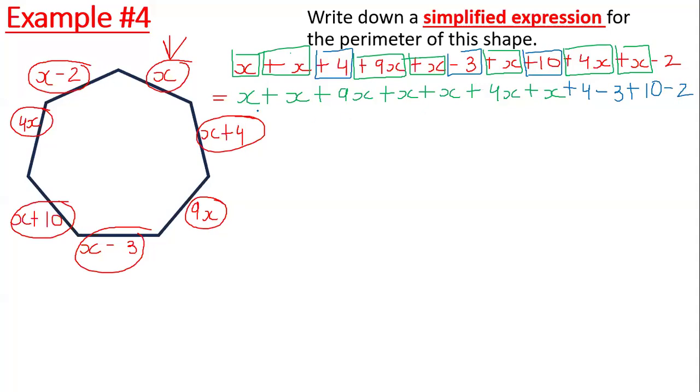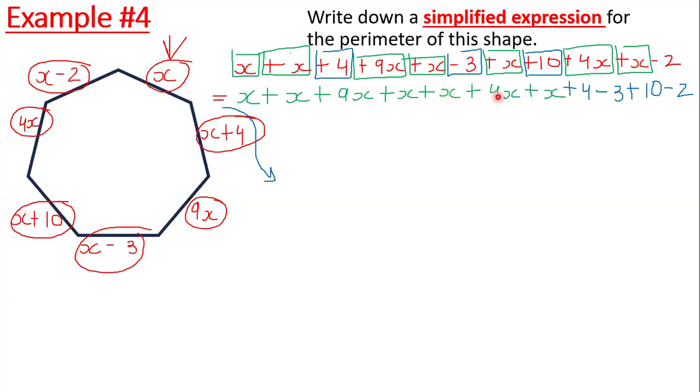Good. And so if we continue here, I'm just gonna do it by counting. Count with me. 1 plus 1 is 2. So we have 2x. 2x plus 9x is plus what? 9, 10, 11. 11x. So 11x plus 1x is what? 12x. 12x plus 1x is 13x.